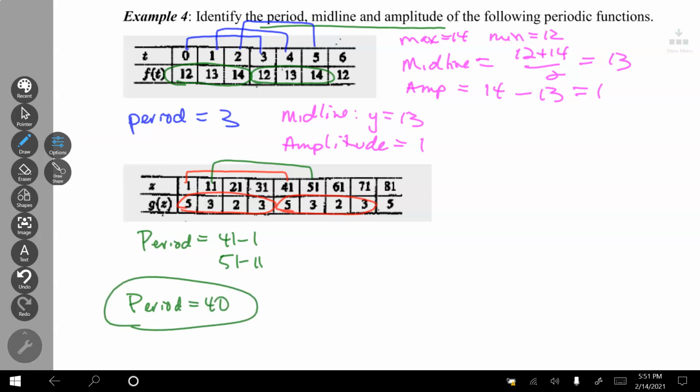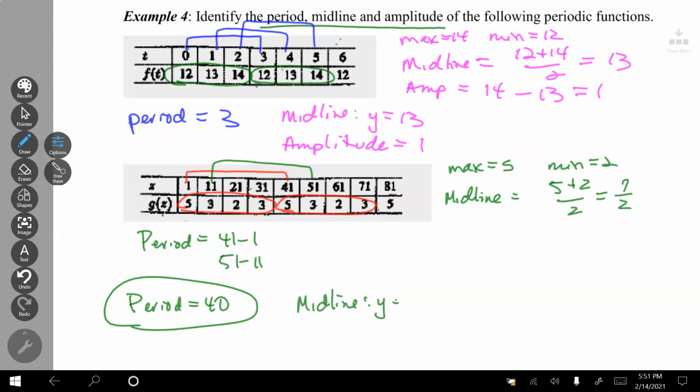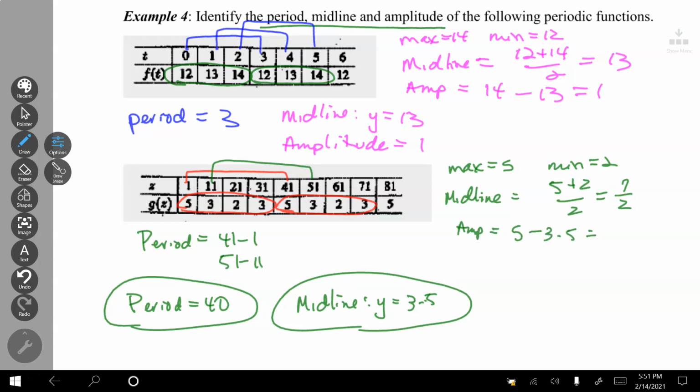I see a max equal to 5. I see a min equal to 2. So my midline is 5 plus 2 over 2, or 7 over 2. So I have a midline y equals 3.5. And my amplitude is my max of 5 minus 3.5. So my amplitude is 1.5.